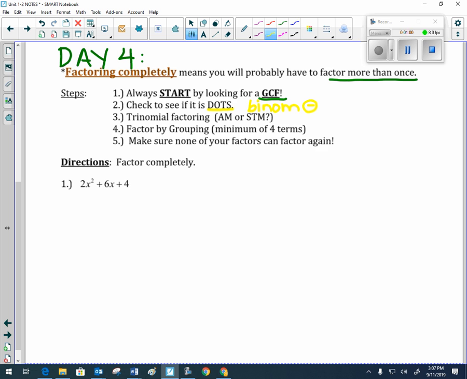must be perfect squares. The third kind of factoring I'm going to look for is trinomial factoring. That means that we know we're going to have a trinomial with 3 terms, and we have to decide if it's AM, add to this, multiply to this, or split the middle. And the way that we tell the difference is if our A term is equal to 1, it's add multiply. If our A term is greater than 1, it's a split the middle problem.